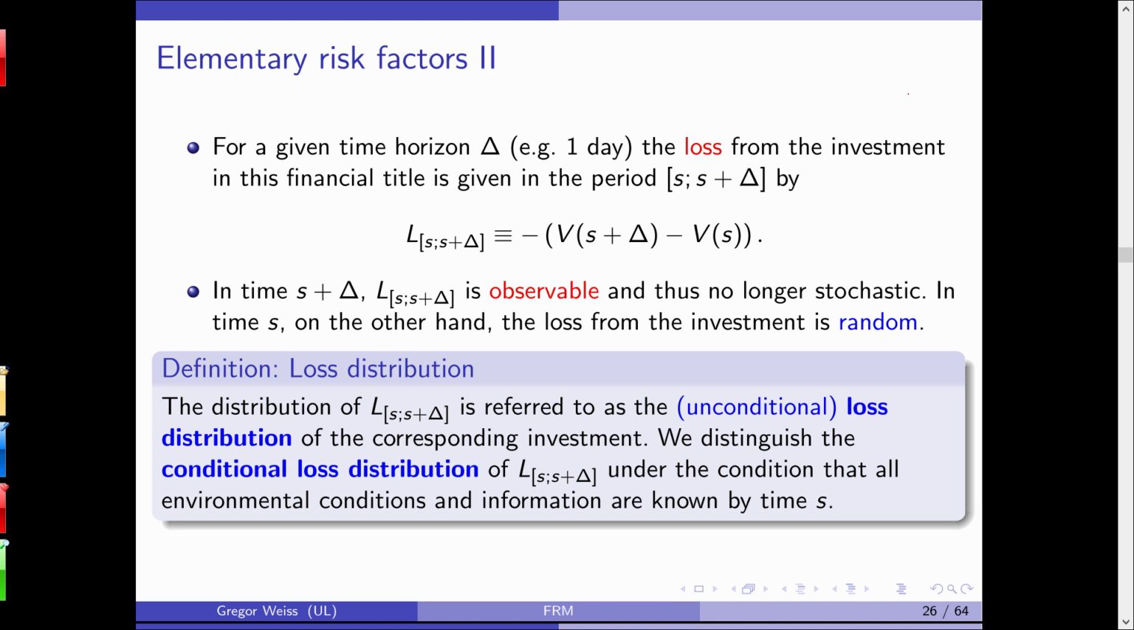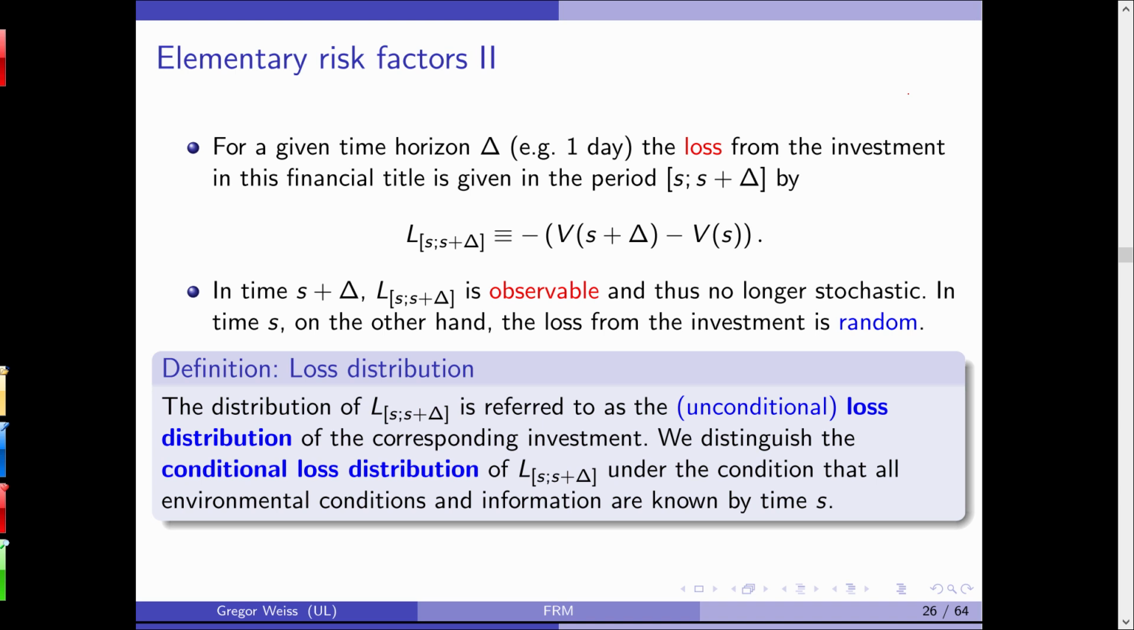Now you have a random variable, and you are not interested in the values, but you're actually interested in losses. So what is the loss from such an investment? It's actually the difference between the value at point s and the value of the investment at a later stage, V of s plus delta. Now that could be 1 day in the future, it could be 1 week or 1 month in the future.